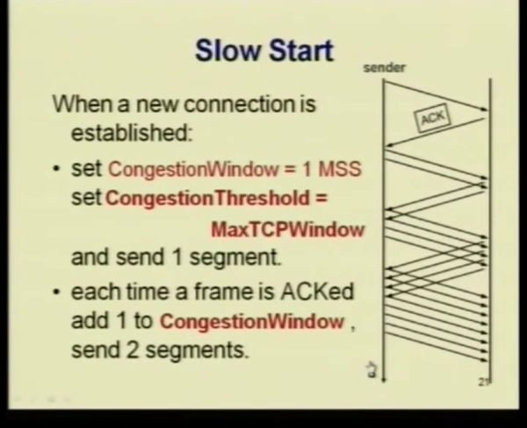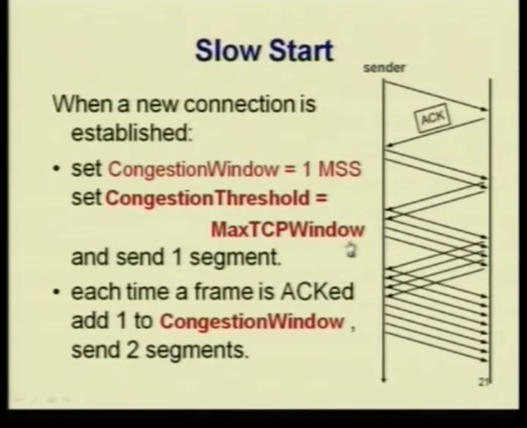So when a timeout occurs, I know that probably there is congestion in the network, so I have to do something about it. I can't just go on doubling up as I did in the case of slow start, but I have to reduce the amount of data being sent into the network. That is what we do. Now this congestion threshold that we talked about just now is initially set to the maximum TCP window. This is the value that is set as the initial value.